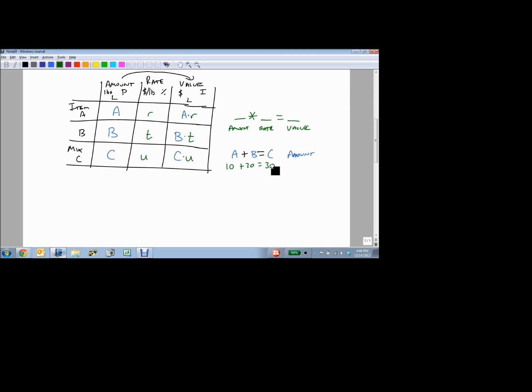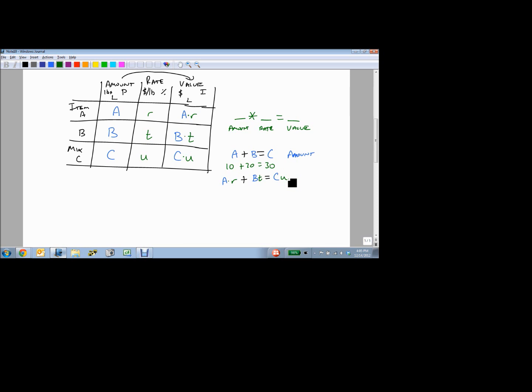Likewise, we don't want to lose any value when we're doing this. This is the point in mixture problems. We don't want to sell it for less than it's worth, and we want to be able to get some specific amount out of it. So by the same token, A times R, how much we pay for those M&Ms, plus how much we'd pay for the peanuts has to be equal to the amount we'd mix times whatever our new rate is.